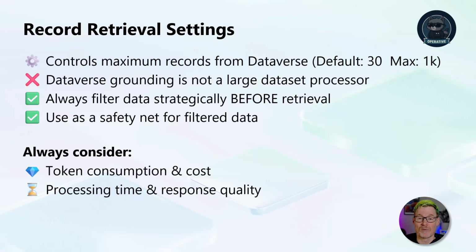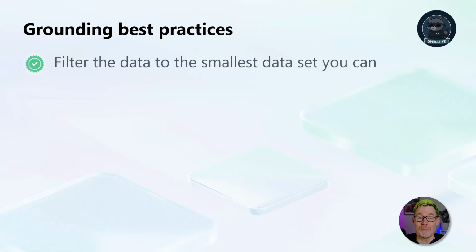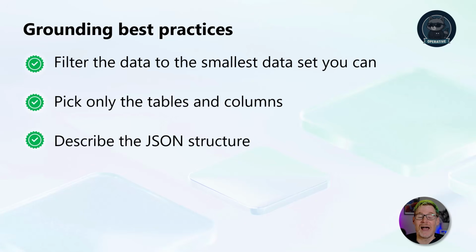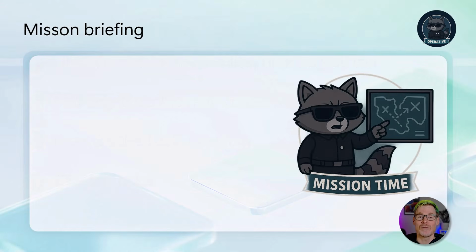Also consider the model's context window limits, so smaller, well-shaped datasets are always better. Pick only the tables and columns that you need, describe the schema clearly in your instructions, and give examples, especially if there are nuances in the data structures. Let's walk through the mission.